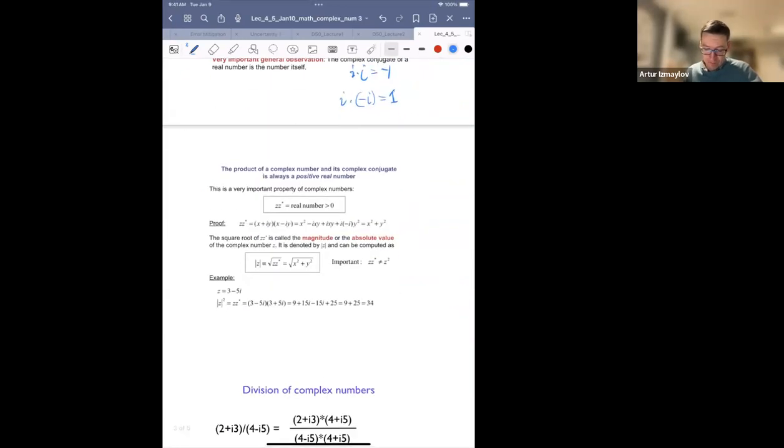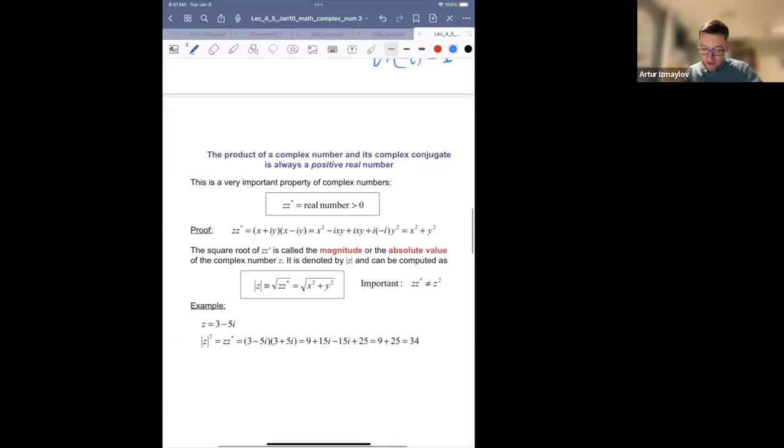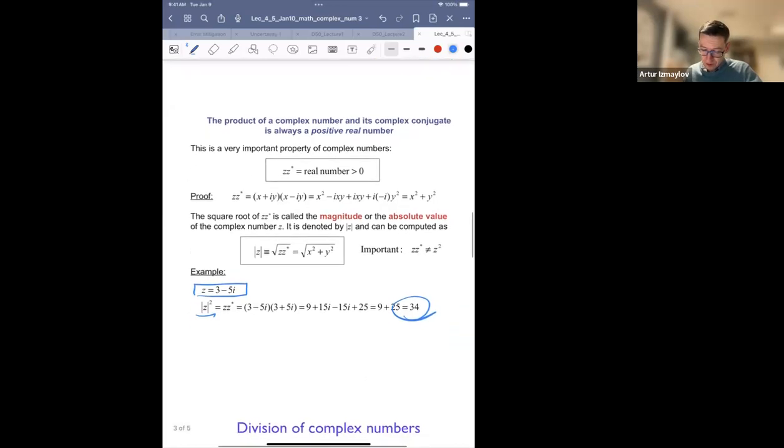Okay, now this is essentially the stuff that we already have seen, just with another example. z equals 3 minus 5i. That's z's absolute square, which is positive 34, sorry, right? And that absolute square is not the same as the square.